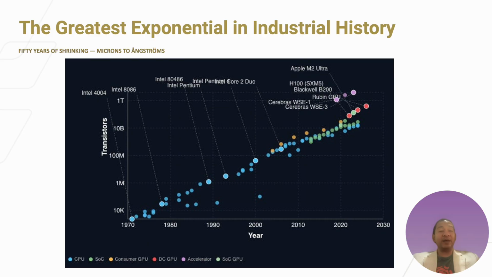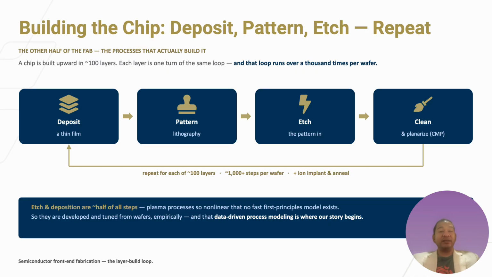Nothing else humanity manufactures has improved this much, this consistently, for this long. The real features in today's transistors are only a handful of atoms across. So how do you actually build the chip?